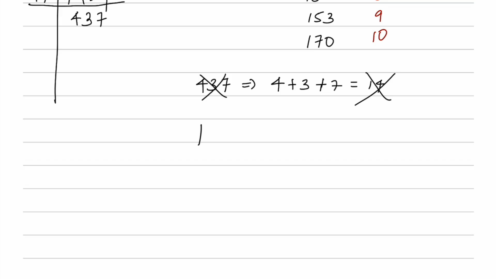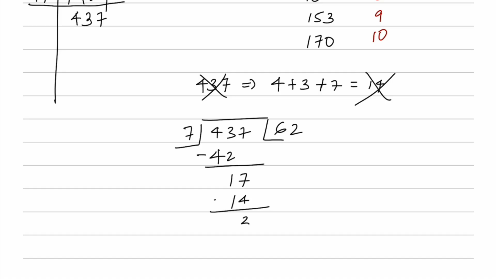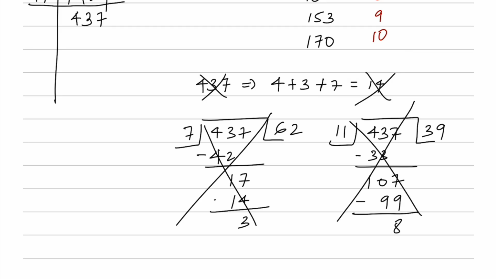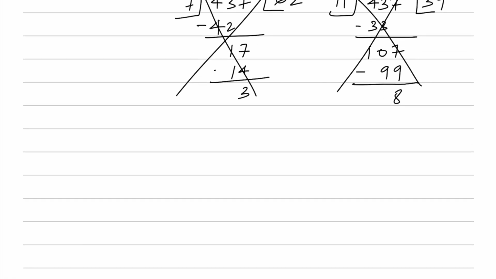We'll try dividing that by 7 next. If you do 7 6s are 42, 1 left behind, we have 7 2s are 14. Again, this is not divisible by 7. We'll try 11 next. So if you have 11 3s are 33, we have 10 left behind. 11 9s are 99, and 8 is left behind. Again, not divisible. So next we'll try with 13.